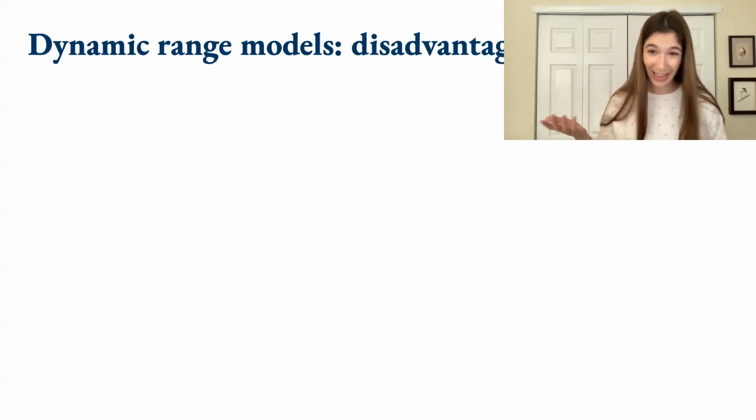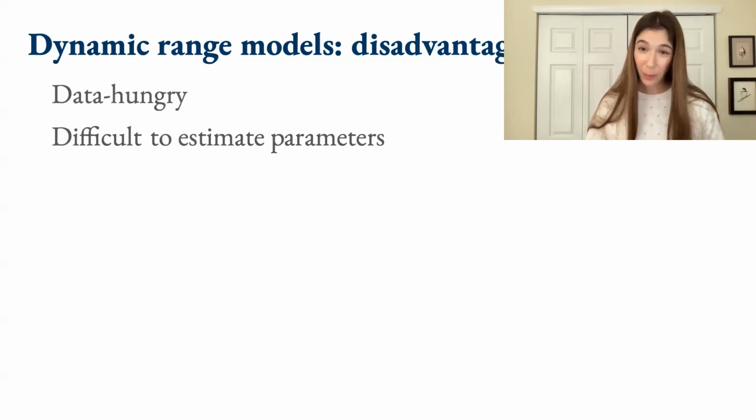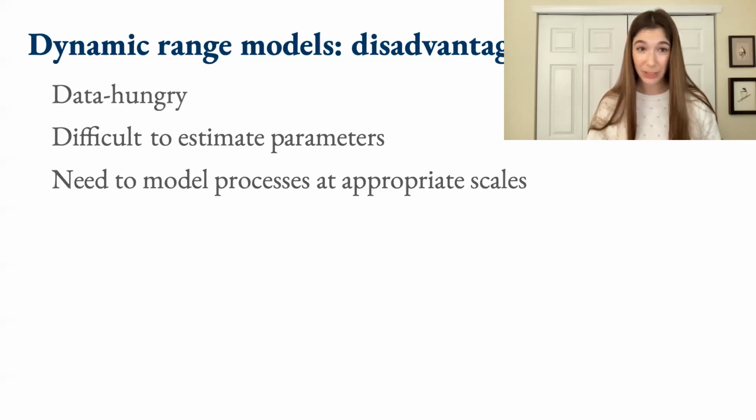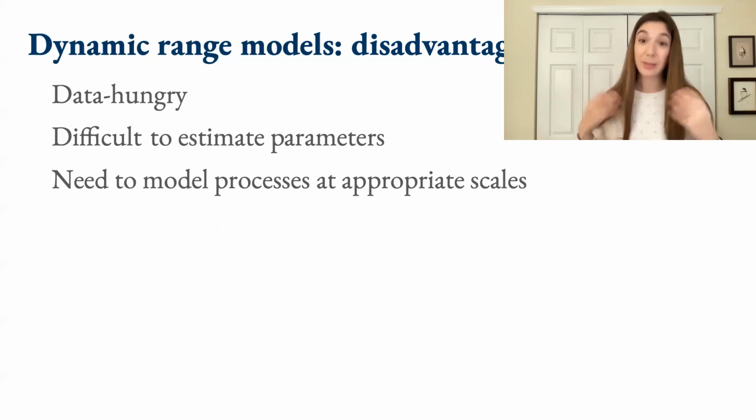But there are lots of reasons why they haven't been more widely implemented. They're extremely data hungry. The parameter estimation process can be really difficult. And in particular, it's a challenge to identify at which scale every process should be modeled. How much do you downscale something like reproduction through a landscape? How large do you make your estimate of different populations? Those are model choices that really affect the outcome and can be quite difficult to figure out.